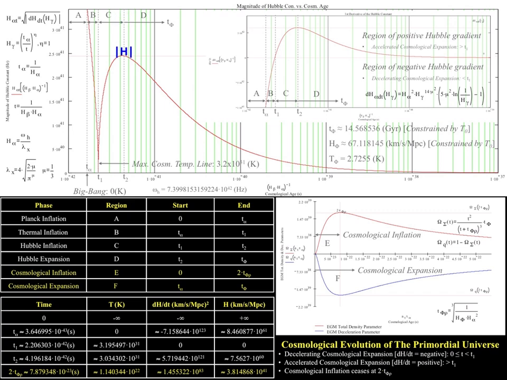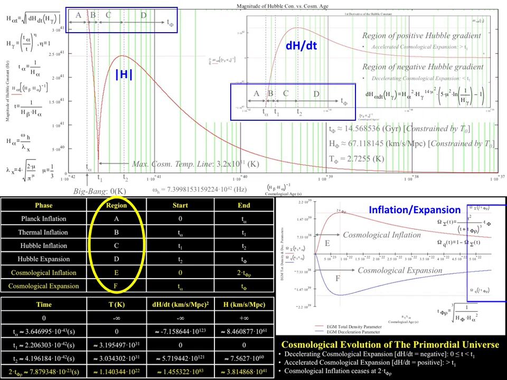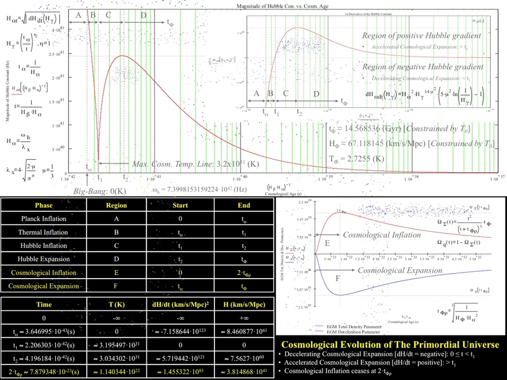The first graph is the magnitude of the Hubble constant. The second graph is the rate of change of the Hubble constant in the time domain. The third graph depicts cosmological inflation and expansion. The next important feature to recognize is that each graph contains regions. Each region defines a specific phase of the evolutionary process.